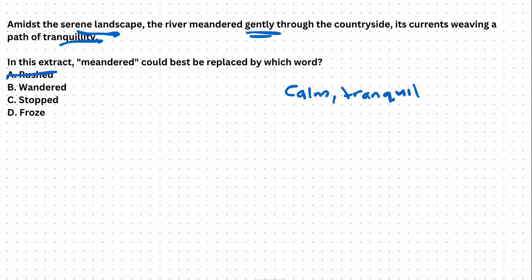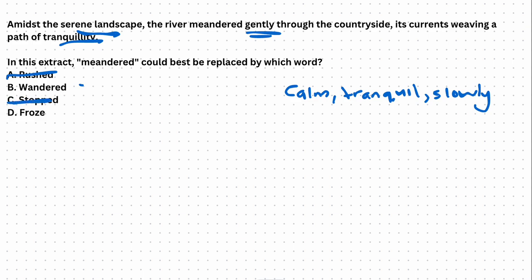B, wandered. Maybe the idea of wandering is calm, it's tranquil, it's something that moves kind of slowly. That's another word, that this is the kind of tone of the passage. And so maybe. The next word, C, stopped. Amidst the serene landscape, the river stopped gently through the countryside. As you can see, immediately the idea of something stopping gently, which is an abrupt kind of word, it doesn't really fit. So automatically we can kind of eliminate that.